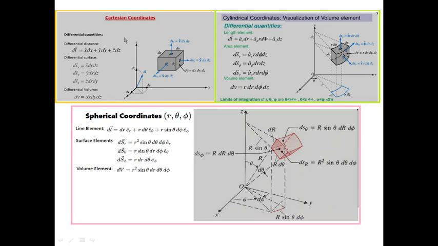So we have elemental length, elemental surface, and elemental volume, or somebody says differential surface, differential distance, differential volume. These will be required at the time of vector integration, line integration, surface integration, volume integral. When we do this, we will use this elemental length, elemental surface, elemental volume.